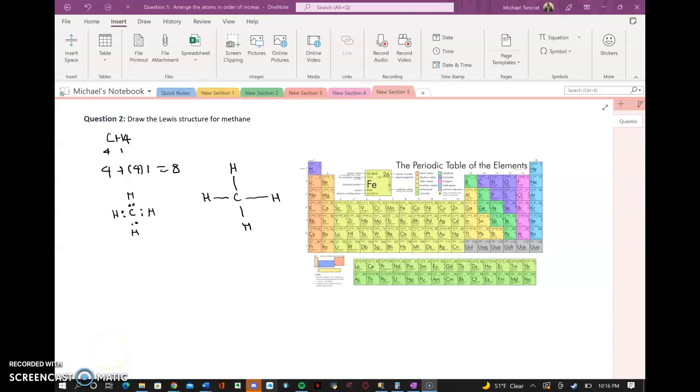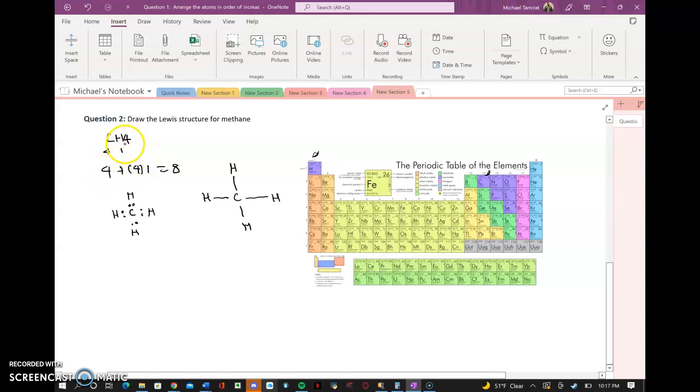Question number 2, draw the Lewis structure for methane. Methane formula is CH4. So to draw a Lewis structure, we have to find their valence electron number. So for carbon, the valence electron number is going to be 4, and for hydrogen, the valence electron number is going to be 1, and we have to add our valence numbers.